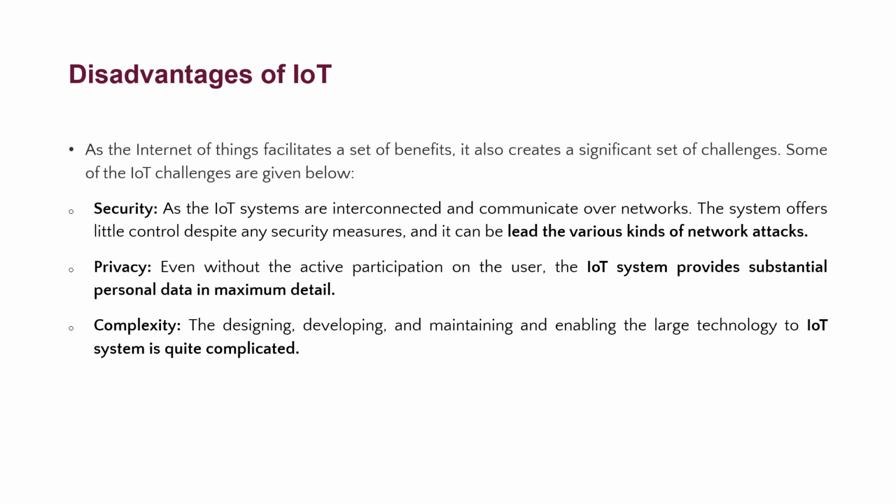There are some disadvantages also. The security, right? In terms of security, it leads to various kinds of network attacks on the network infrastructure of IoT. Privacy: the IoT system provides substantial personal data in the maximum detail. Complexity: the IoT systems are quite complicated.